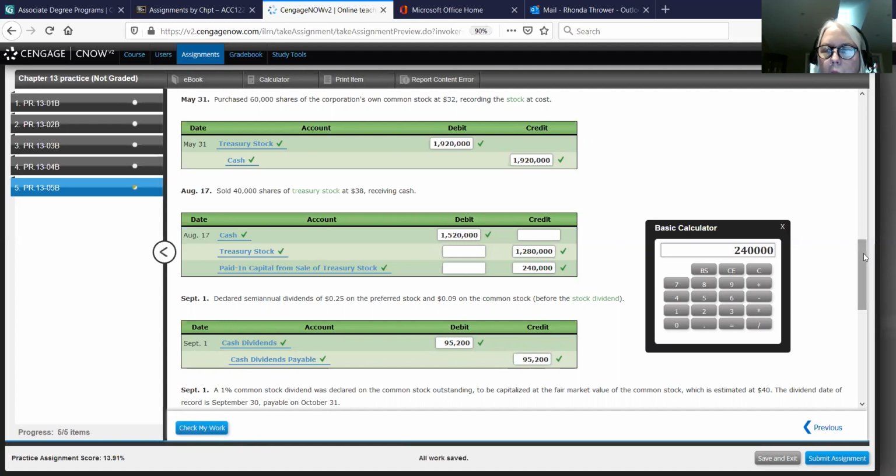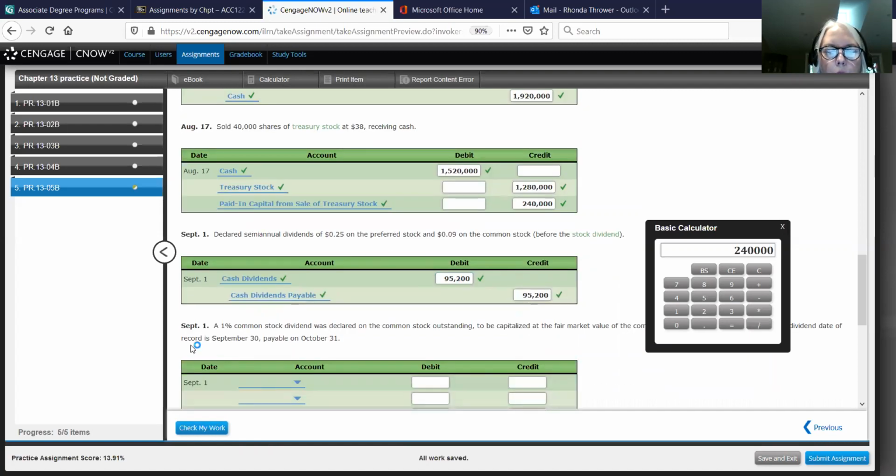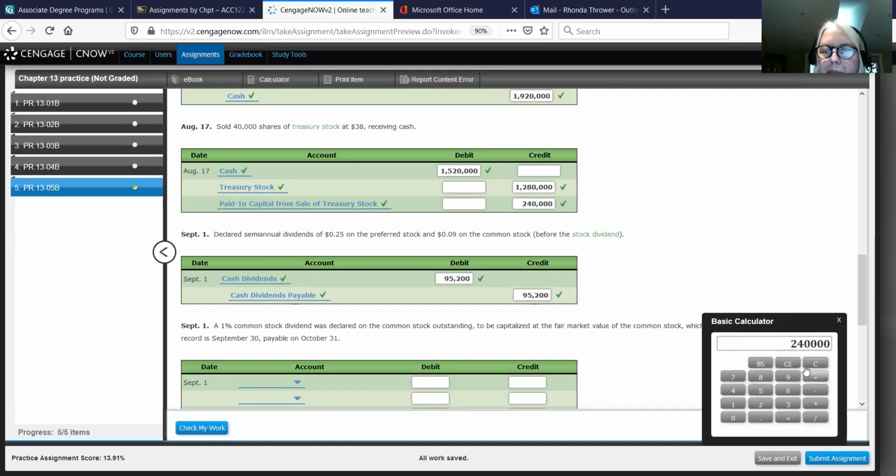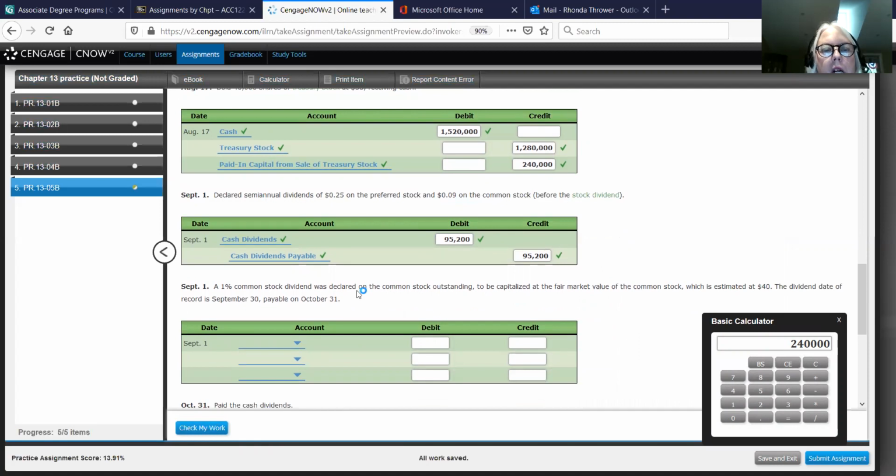The second part of this transaction also happened on September the 1st. Let me move my stuff away so you can see what it says here. It says a 1% common stock dividend was declared on common stock outstanding. It was to be capitalized at the fair market value of the common stock, which is estimated at $40. The dividend date of record is September 30th, payable on October 31st.